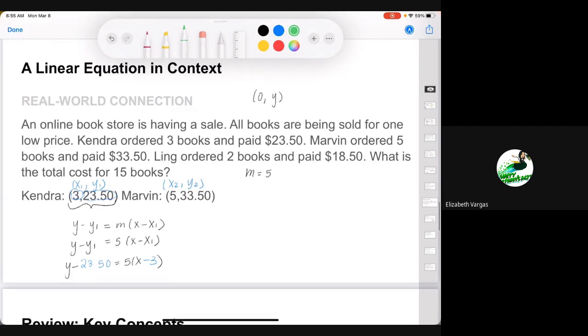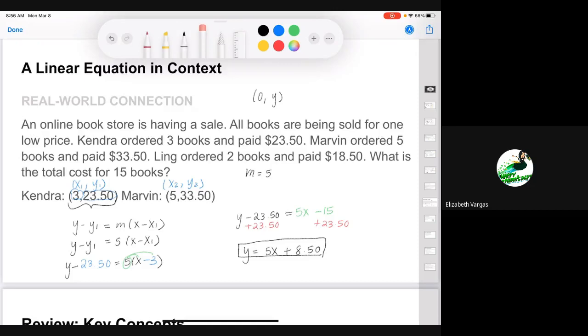So distribute my 5. So 5x minus 15 equals y minus 23. Okay. Now add 23.5 on both sides. Okay. And that gives me y is equal to 5x plus 8.5. Okay. So now I have this equation. So this equation would represent to me how I can identify what the cost of each book is.